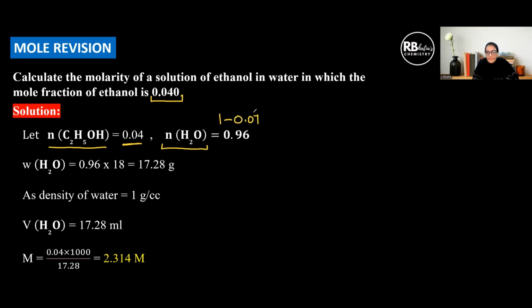Why? If I assume the mole fraction to be equal to the number of moles of that component, is it justified? Yes, let us see. If I assume the number of moles of ethanol is 0.04 and the number of moles of water is 0.96, why?